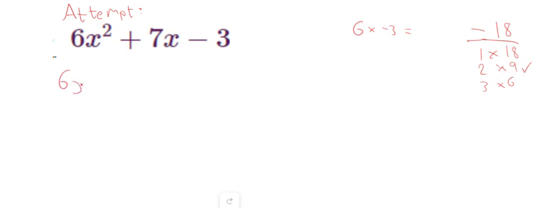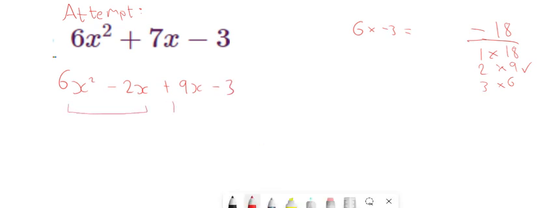So that's going to break up then into 6x squared minus 2x plus 9x minus 3. Then I'm going to take the first two and the second two and treat them separately. So I'm going to take out what's common from 6x squared and 2x. What divides into 6 and into 2? So 2, and then I've got an x squared in the first one and an x in the second one, so I can take out an x. Then what times 2x gives me 6x squared? It's 3x. And then what times 2x gives me minus 2x? It'll just be minus 1.